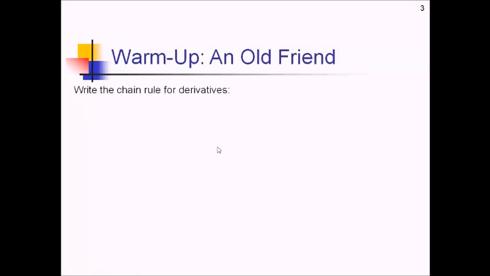For your warm-up, pause the video and see if you can remember the chain rule for derivatives. Think you've got it? So we're starting with f of g of x, and the derivative of that is going to be f prime of g of x times g prime of x. In other words, the derivative of the outer function with the inner function unchanged times the derivative of that inner function. So what does this have to do with substitution?